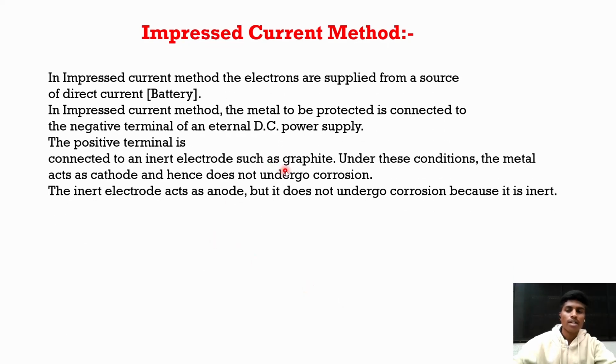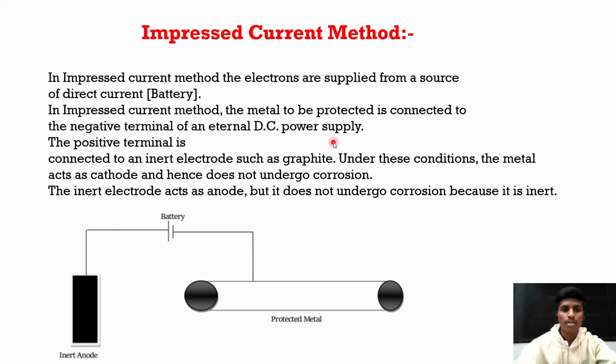Impressed current method. In this method, current is applied to protect the metal from corrosion. The metal to be protected is connected to the negative terminal of an external DC supply, and it is connected to an inert electrode such as graphite. Under this condition, the metal acts as a cathode and hence does not undergo corrosion. The inert electrode acts as an anode, but it does not undergo corrosion because it is inert. You can see the diagram of the impressed current method.